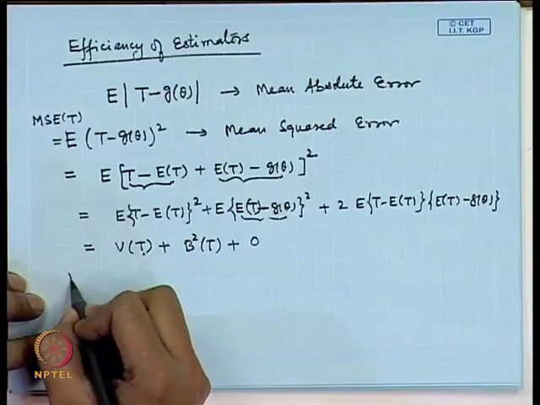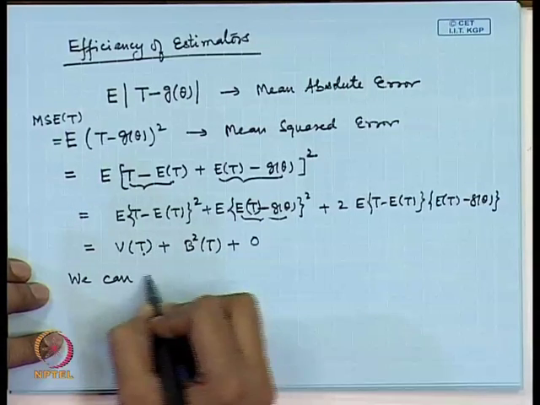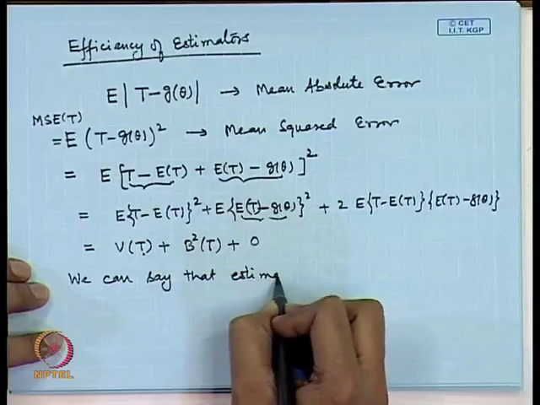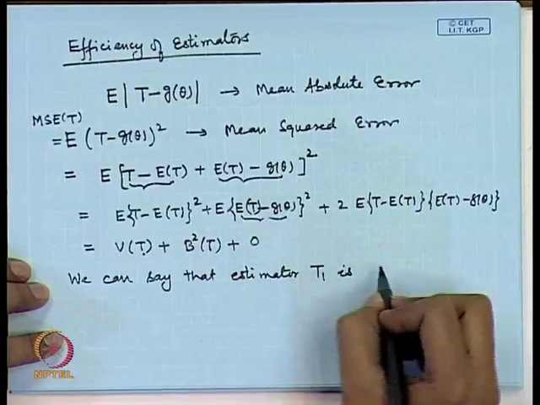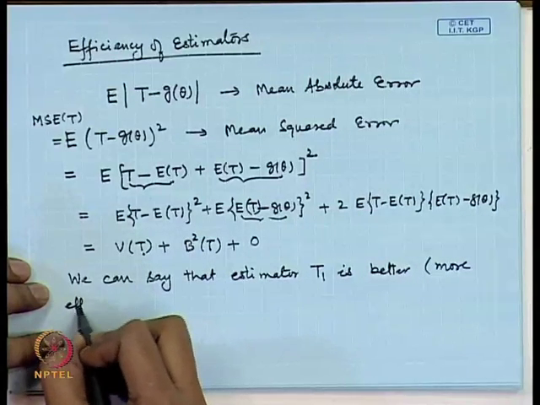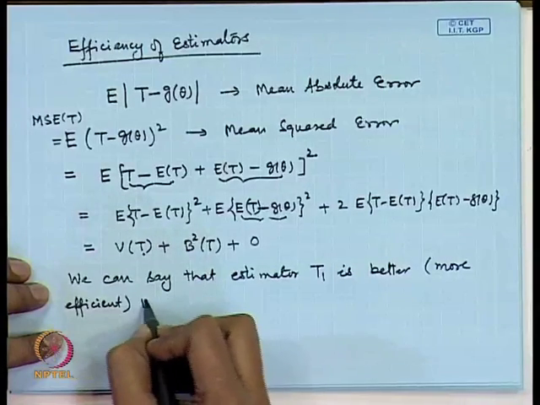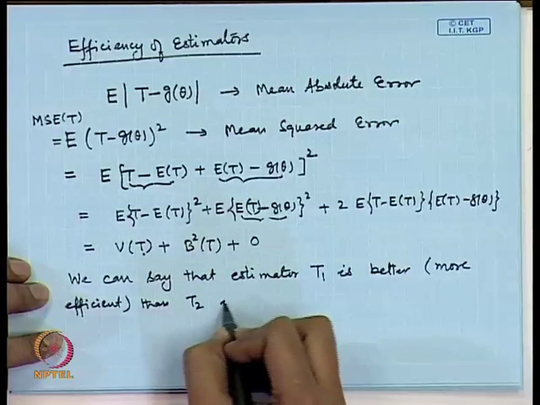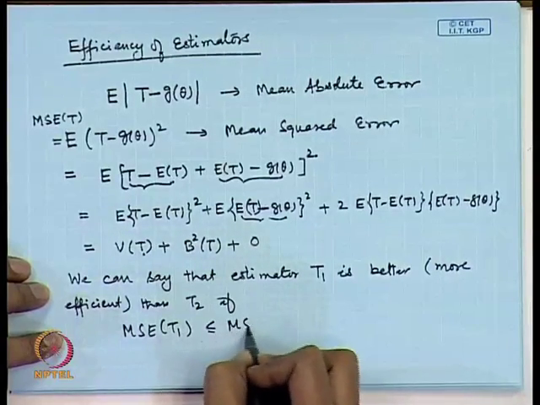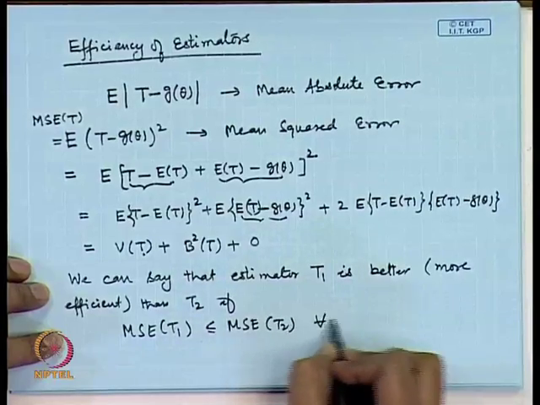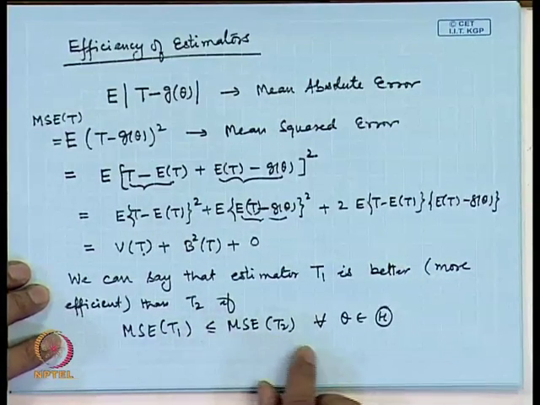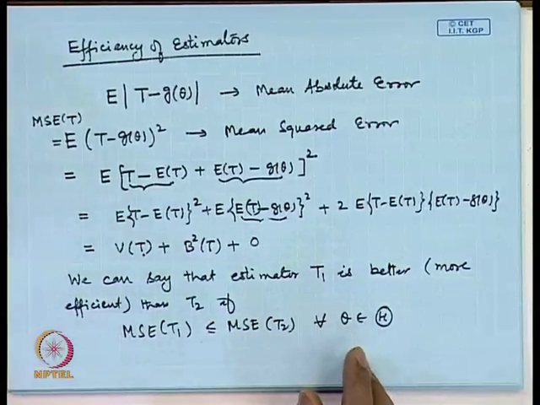So, we can say that an estimator, say T 1, is better, which is actually a terminology for more efficient, than T 2 if mean squared error of T 1 is less than or equal to mean squared error of T 2 for all theta. So, if the two mean squared errors are equal, then they will be the same.